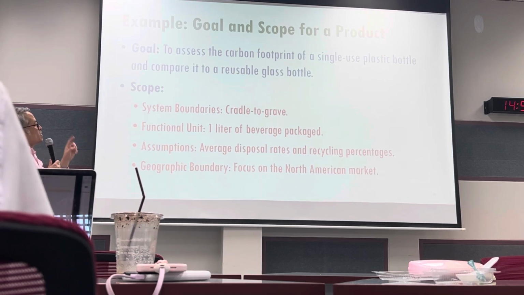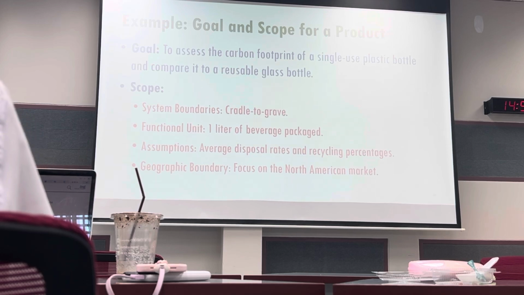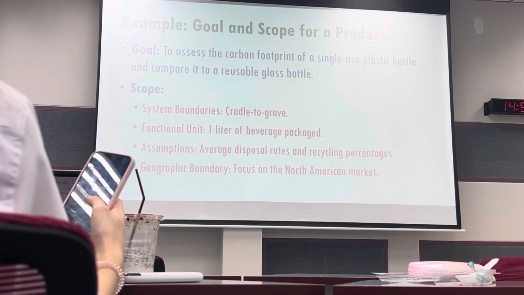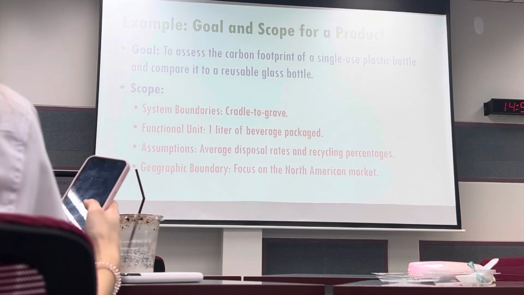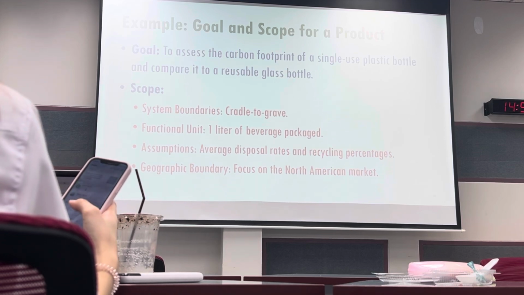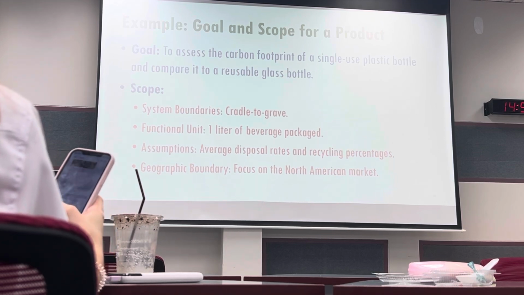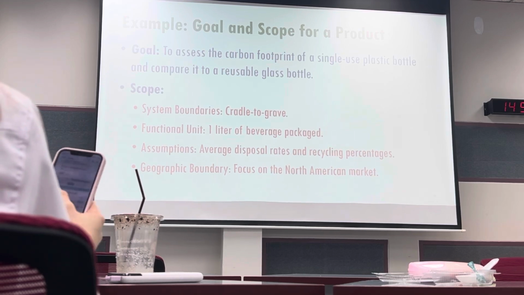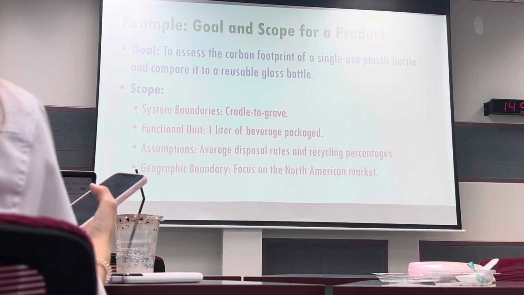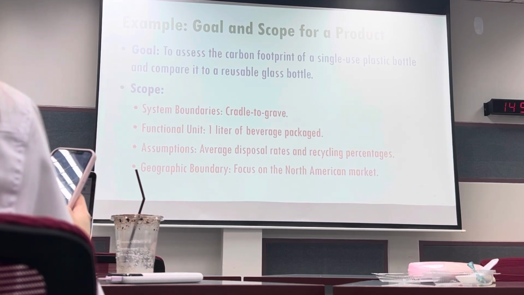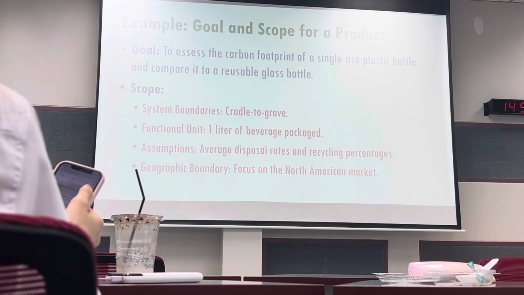Functional unit would be 1 liter of beverage package. So the package should hold 1 liter, but you can scale to different sizes. Assumption: average disposal rates or recycling percentage. There will be a number for a plastic bottle, a percentage of bottles getting recycled. Could be for Thailand or something. For Thailand, it's a bit low.